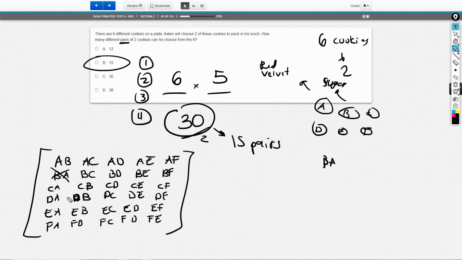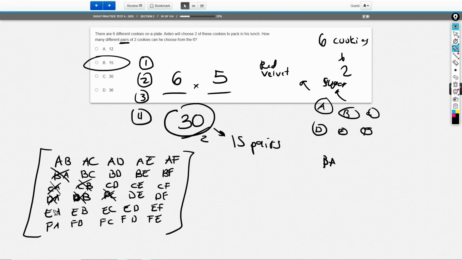Then we see the same issue here. Remember that CA and AC are the same thing. We know that CB and BC are the same thing. So we can eliminate them because it's just the same combination of cookies, just flipped. When you put them in the lunchbox, the same 2 cookies are in the lunchbox. All right, DA is the same thing as AD. DB is the same thing as BD. DC is the same thing as CD, right?